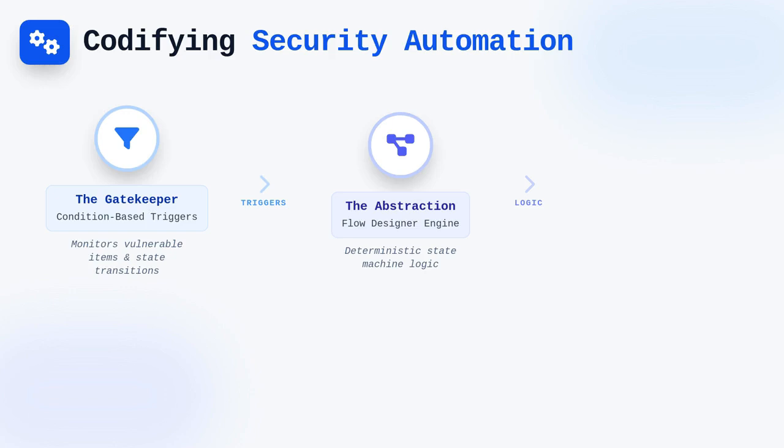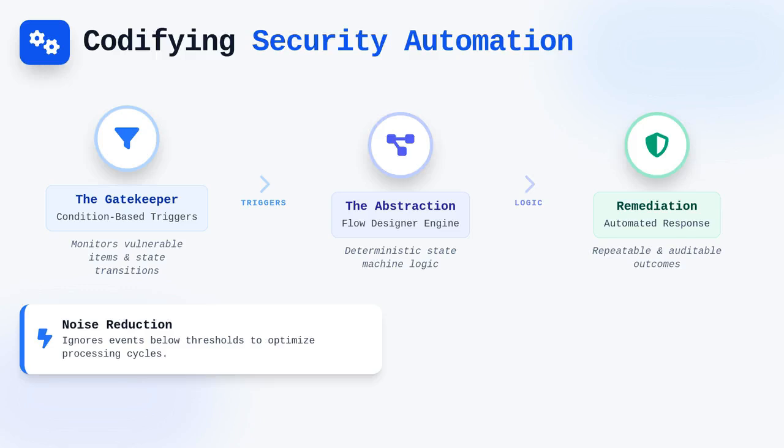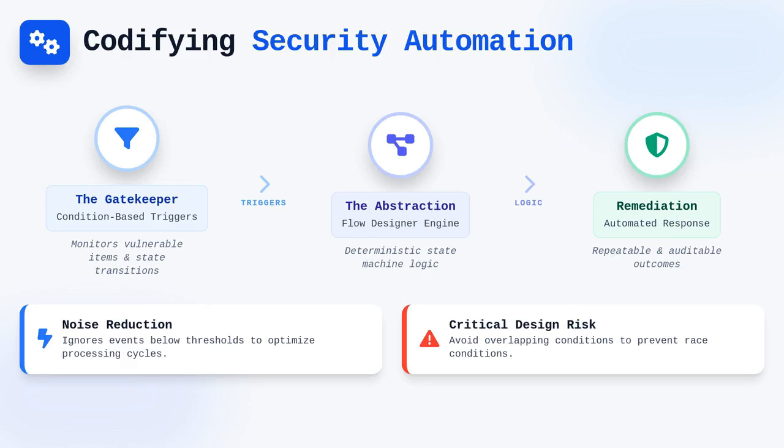By leveraging condition-based triggers, we maintain strict control over performance, as the system will ignore events that do not align with our predefined security thresholds. This approach is superior to older scripting methods because it visually maps the logic flow and maintains clear boundaries between data inputs and automation outcomes. We must prioritize these triggers carefully, as overlapping conditions can lead to race conditions or duplicate remediation requests that complicate audit trails. Proper trigger design is the foundation upon which all subsequent automated remediation efforts reside.